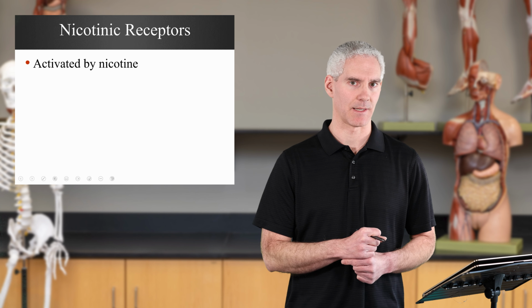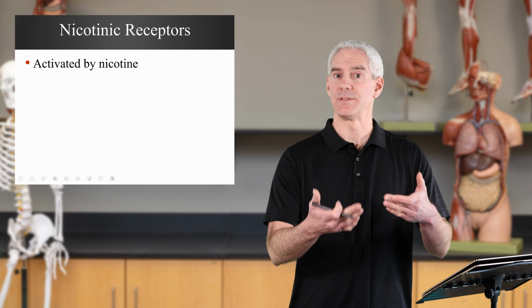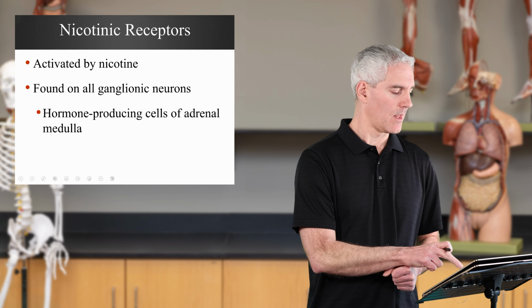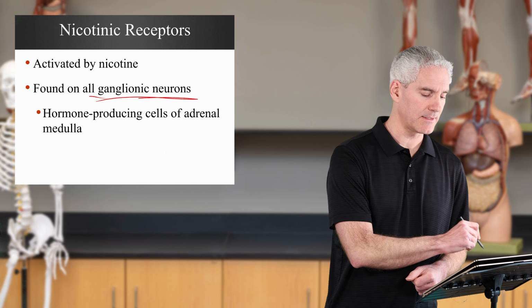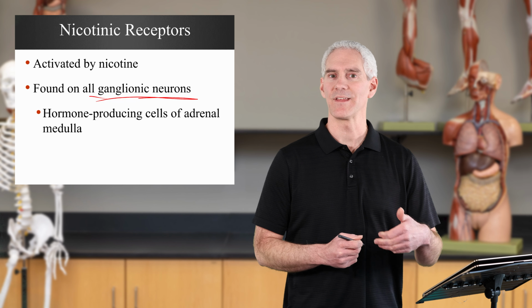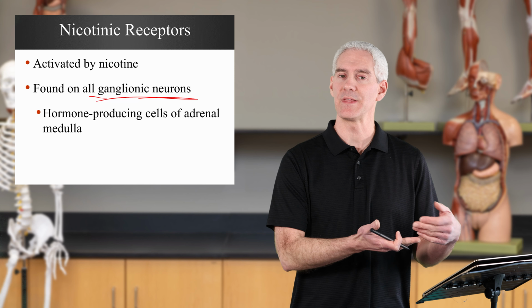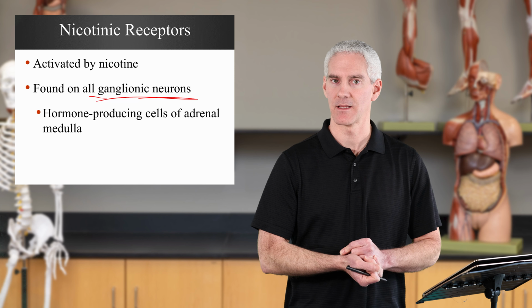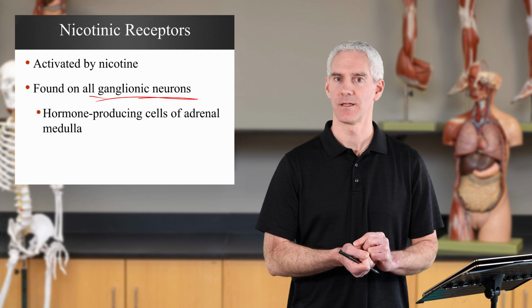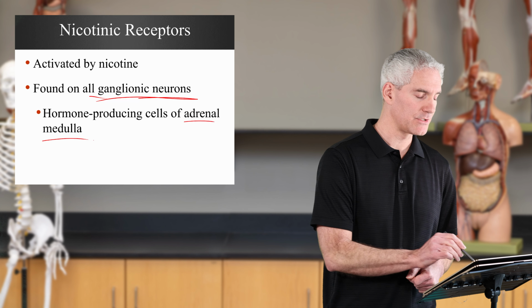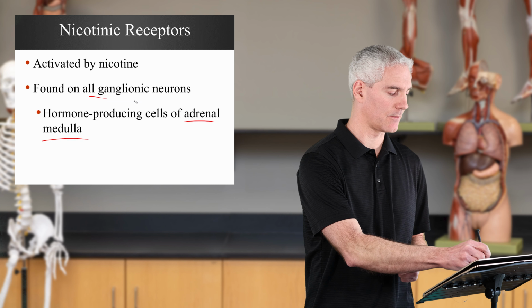Now, the nicotinic receptors. Sure, they can bind with nicotine and be affected, or acetylcholine. They're found on all ganglionic neurons. So all the ganglionic neurons, which means those postganglionic neurons, the second neuron in the chain, all have these nicotinic receptors. Which makes sense because both the sympathetic and parasympathetic preganglionic neurons secrete acetylcholine. But also, the adrenal medulla is going to have these receptors as well.